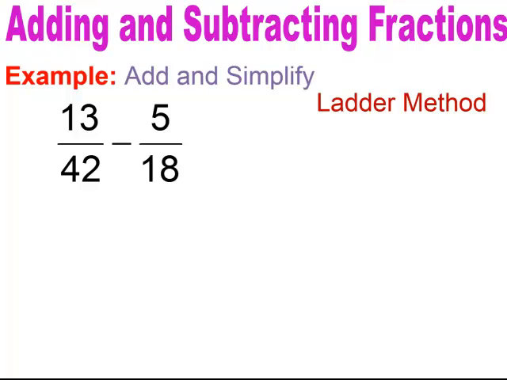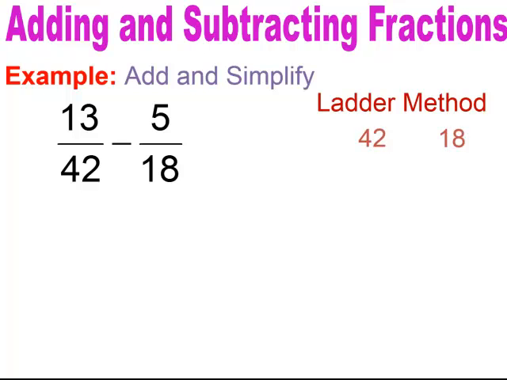So now this next example is where the smallest number doesn't divide evenly into the larger, or one or both of the denominators aren't prime. So I need to find the common denominator, or the least common multiple, and I'm going to use the ladder method. So I'm going to remind you how the ladder method works.